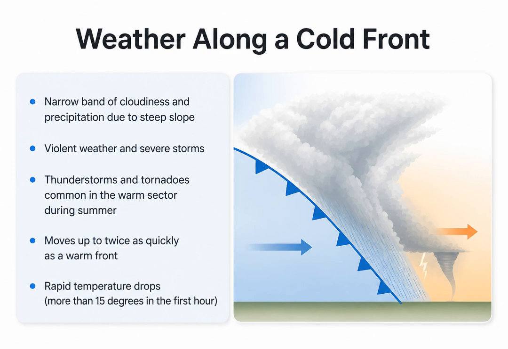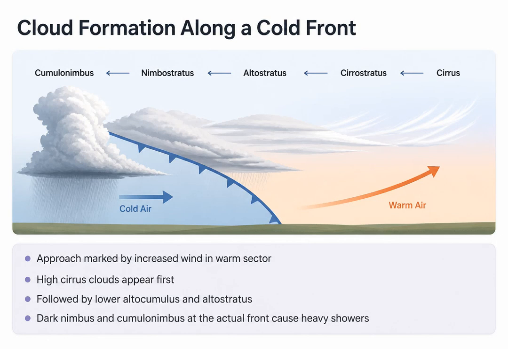As the front passes, temperatures can plummet by more than 15 degrees within just the first hour. You can actually watch a cold front approach by observing the clouds. Its approach is marked by increased wind activity in the warm sector and the appearance of high cirrus clouds. As the front gets closer, these are followed by lower, denser altocumulus and altostratus clouds. Right at the actual front, where the aggressive uplift happens, you will see dark nimbus and towering cumulonimbus clouds, which are responsible for the heavy showers.